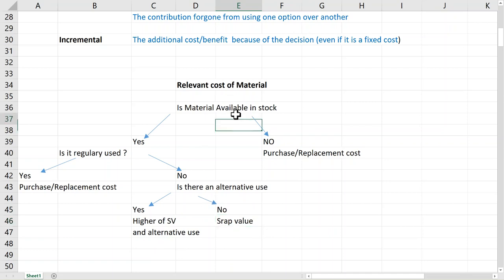So, available, regularly used, purchase price. Not available, purchase price. And if available, not regularly used, and there is no alternative use, scrap. If there is alternative use, then you decide whichever gives you a higher return.